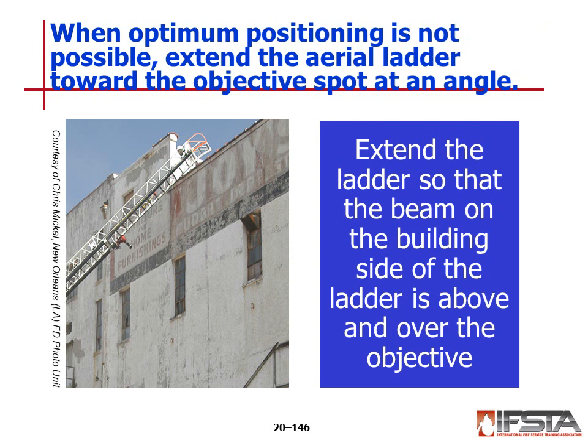In many cases, optimum positioning is not possible. Aerial ladders must be extended toward the objective spot at an angle. Extend the ladder so the beam on the building side of the ladder is above and over the objective. When victims board the ladder, their weight will cause the ladder to flex. Proper positioning will prevent the beam from contacting the objective. If the beam is contacting the objective, the weight of the victims can cause the opposite beam to bend downward, which could twist or bend the ladder, causing catastrophic failure.